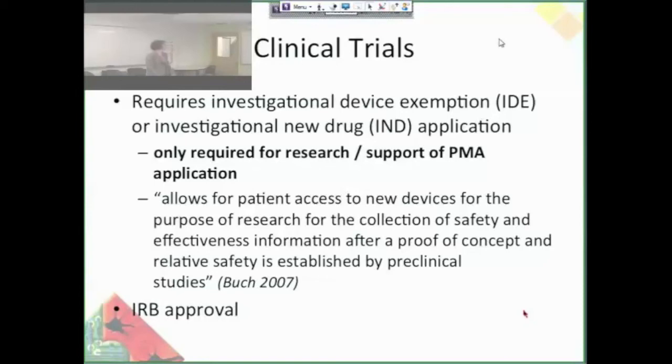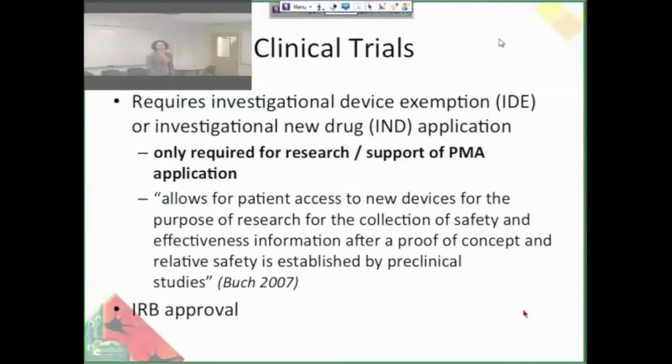Okay. So a little bit more about clinical trials. I talked earlier about the investigational device exemption or the investigational new drug application. So these are only required for research in support of a PMA application. So it's interesting that you don't actually have to get approval for the device unless you're going to apply for a PMA. If you're testing a device in humans just for the sake of testing, which probably would not be approved by an IRB because it's unethical to just do tests without any chance for this becoming something that will help people. But it's only required in support of the PMA.